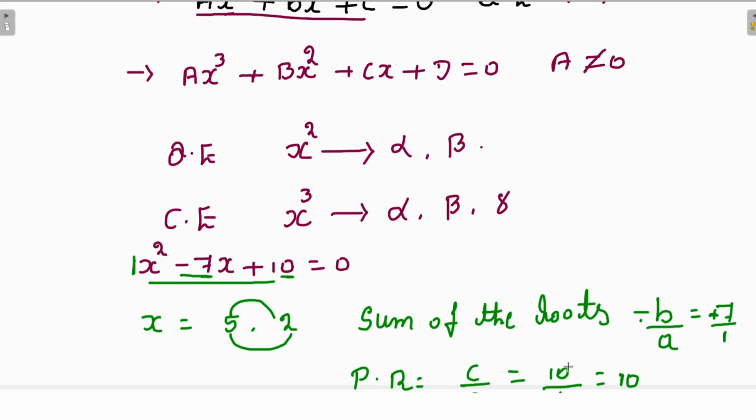Same way we have it in cubic equations also. I will take one example and explain what it is. Suppose the example is x cube plus 9x square plus 23x plus 50 equal to 0.